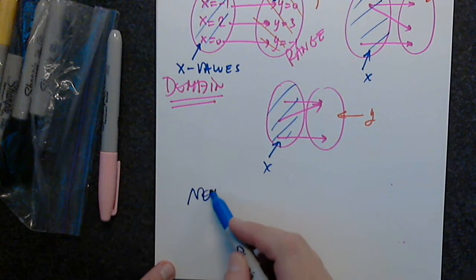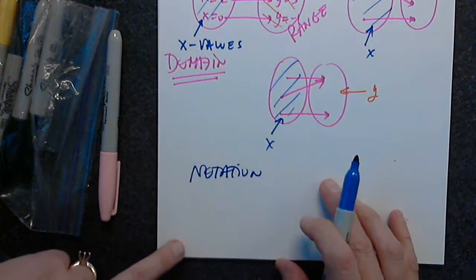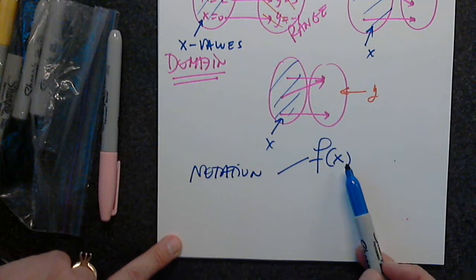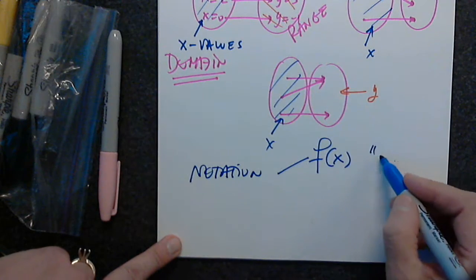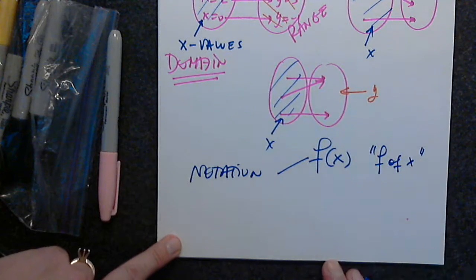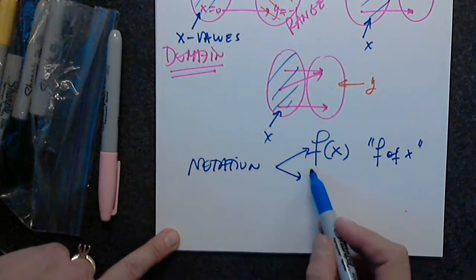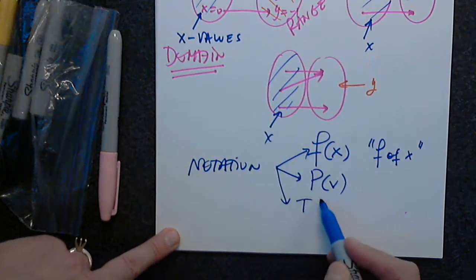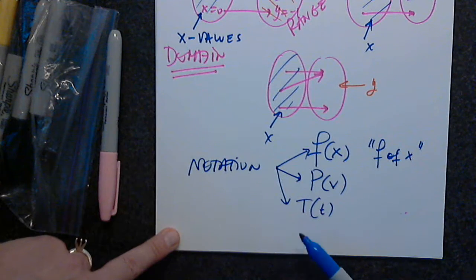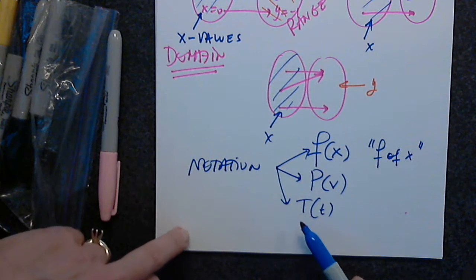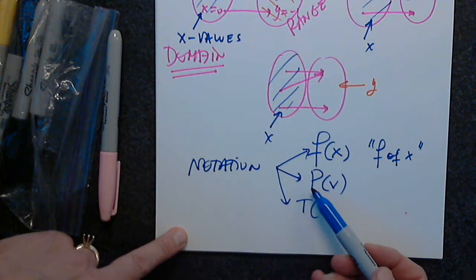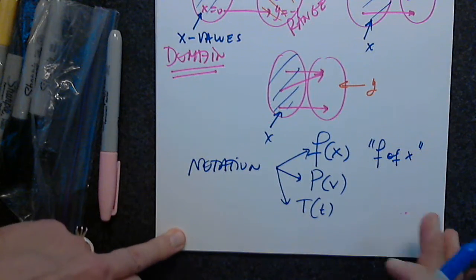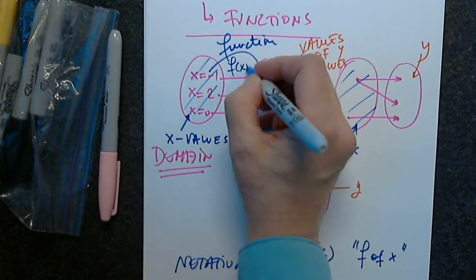And the notation, it depends. It can be a lot of things. It can be f of x. It's not f times x. It's not f parentheses x. We read it f of x. But it can be, let's say, p of v. It can be t of t, like temperature as a function of time. Or, I don't know, pressure as a function of volume. So obviously this first one is a function.